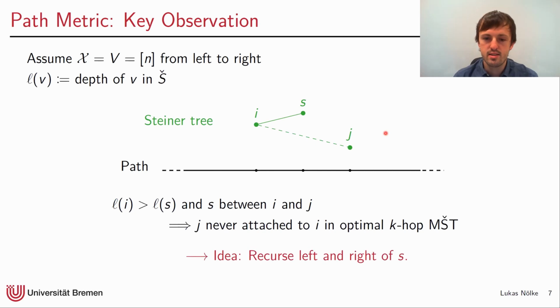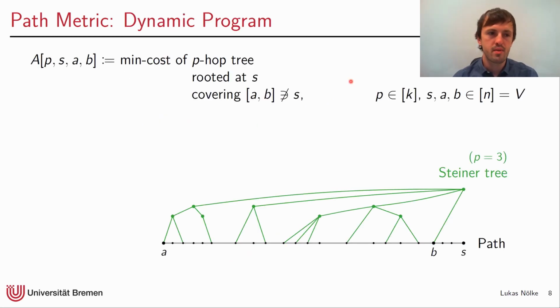So then the idea is to recurse on the left and the right of S. But of course, there may not be a left and a right of S, so we have to put a little bit more work in. And let's talk about how to do that. For this, we use a dynamic program. And a cell of this dynamic program indexed by P, S, A, and B saves the minimum cost of a P-hop Steiner tree that has a root at S and that covers all nodes within the interval AB. And from our observation before, we can assume that S will not be part of this interval.